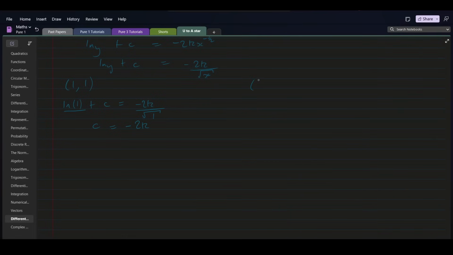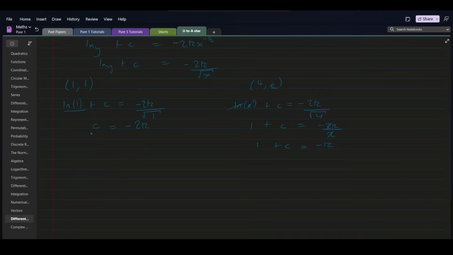And then now let's evaluate at (4, e). So this is ln y. Y in this case is e, so that's ln e plus c is equal to negative 2k over root 4. So ln e, the e and the ln will cancel out and you remain with a 1, plus c is equal to negative 2k over root 4. Root 4 is 2, so that's 1 plus c is equal to, cancel out the 2's, negative k.